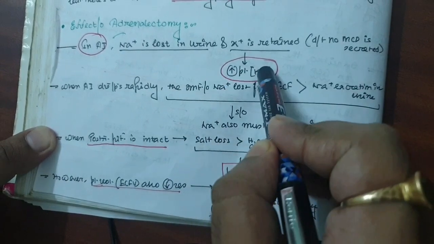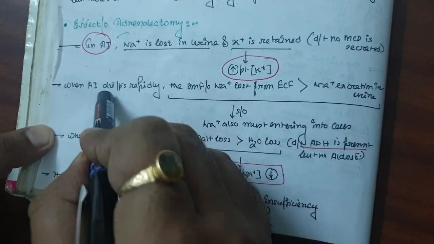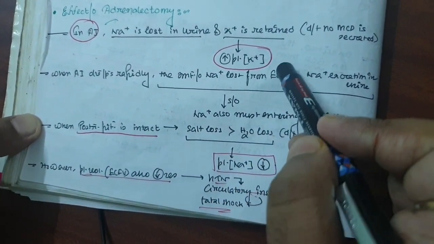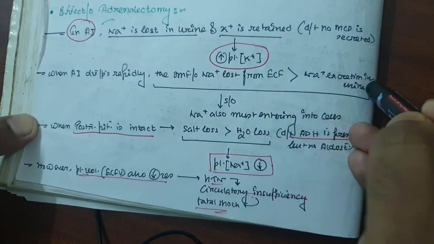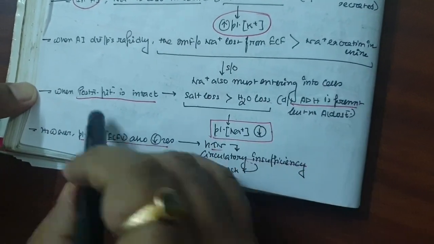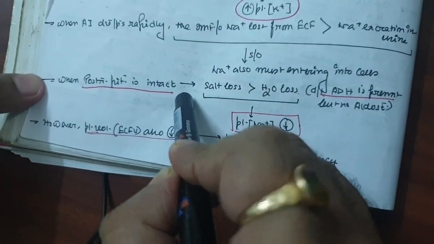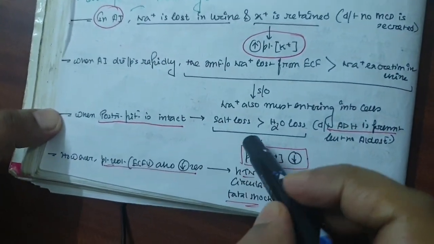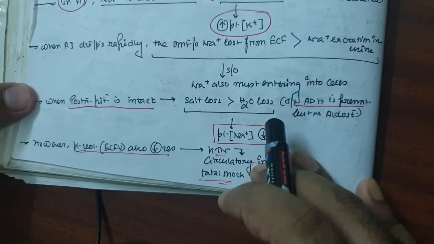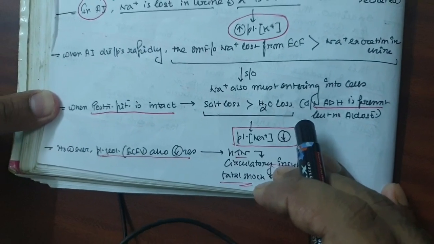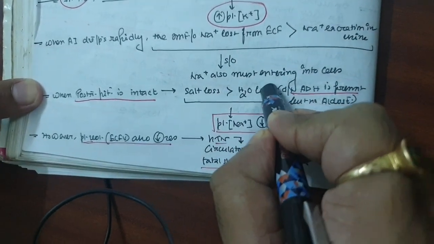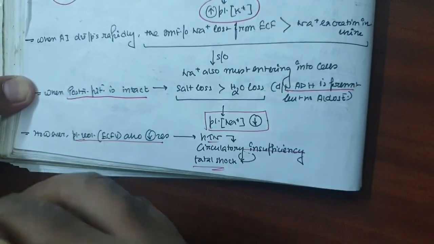So there will definitely be an increase in plasma potassium ion concentration. When this adrenal insufficiency develops rapidly, the amount of sodium lost from the extracellular fluid volume is much more than the sodium excretion in the urine, and this suggests that sodium is also entering into the cells. When the posterior pituitary is intact in adrenal insufficiency, the salt loss is much more than the water loss, because we already know the posterior pituitary secretes a hormone, namely ADH, antidiuretic hormone. So due to the presence of antidiuretic hormone, water loss is much less than the salt loss.